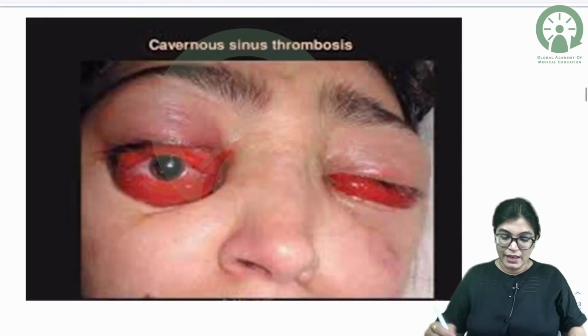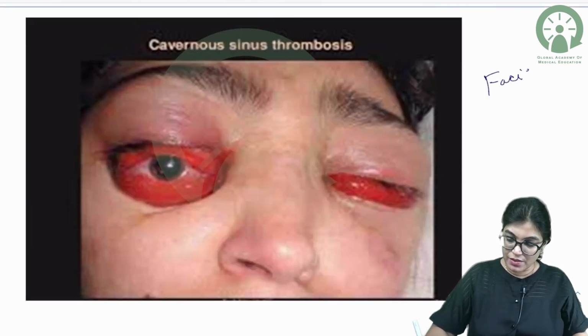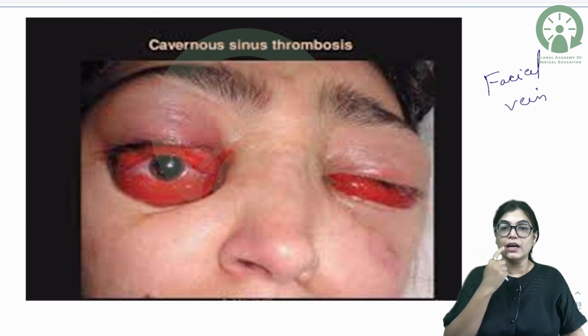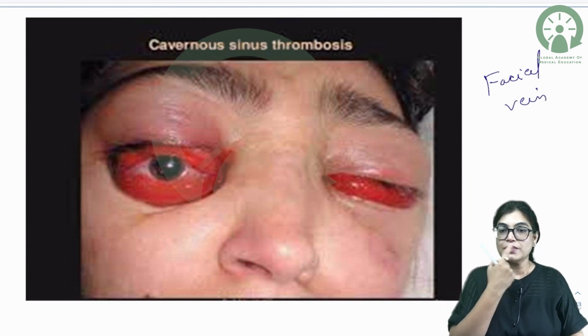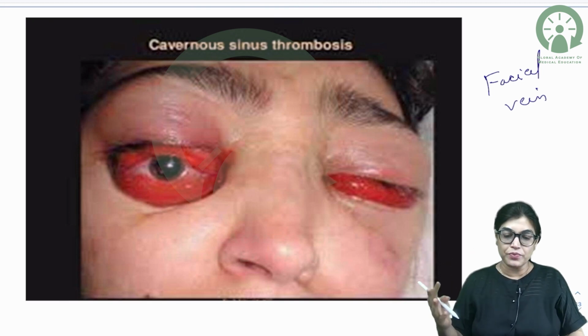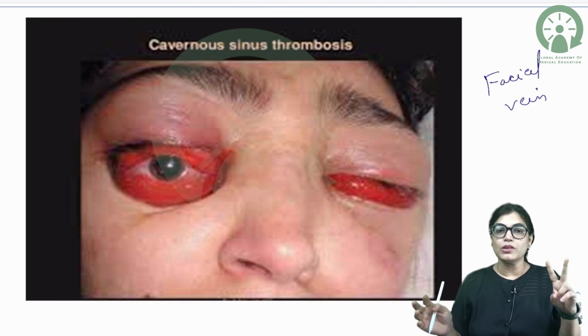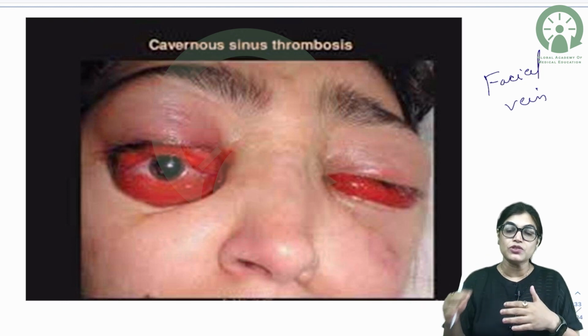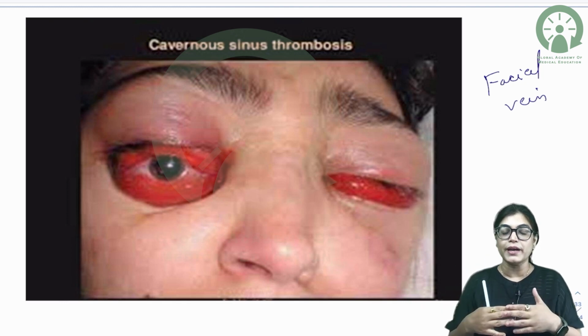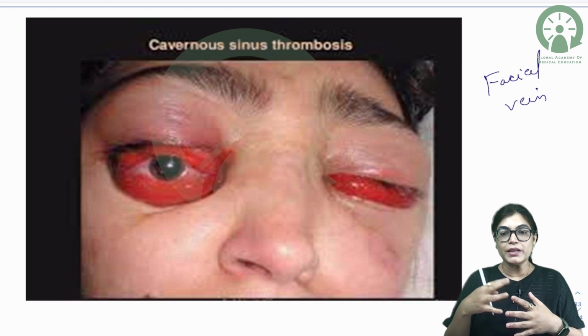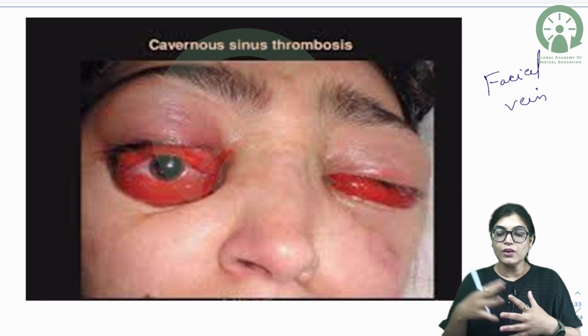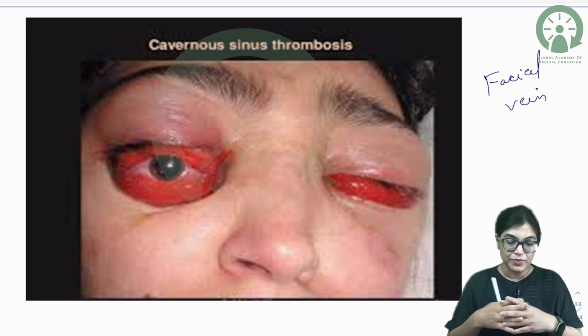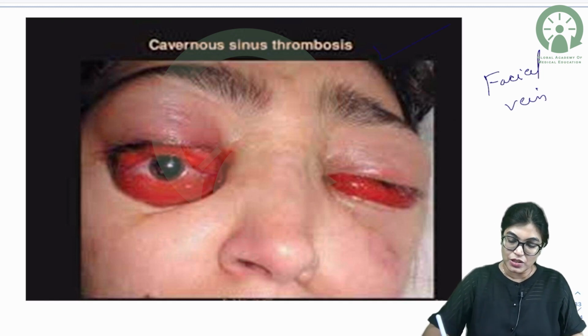Now, what happens? Infection from the danger area of the face, that is below the nose and the area surrounding the upper lip, can spread via the facial vein. From there, two routes are there for the communication, and the infection can reach the cavernous sinus. That route is via the angular vein communicating with the superior ophthalmic vein, and the pterygoid venous plexus communicating with the deep facial vein. This can lead to a condition called cavernous sinus thrombosis.